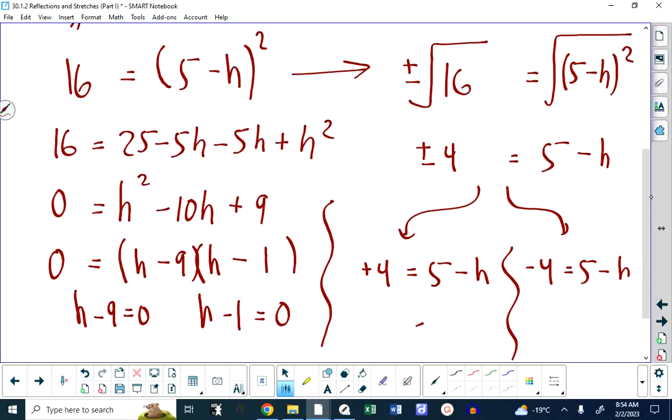This is maybe a more direct approach. It's quicker because in a way it's already in a completed square form. You just have to take the square root of both sides to get rid of the squared. You don't have to worry about factoring.